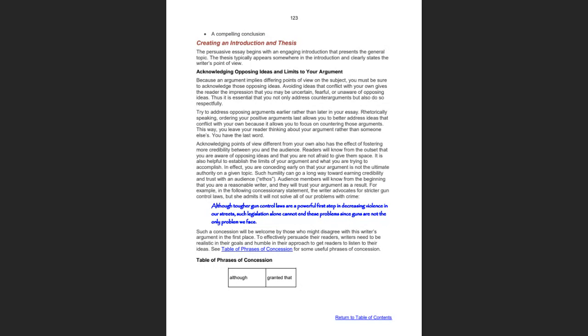Try to address opposing arguments either earlier rather than later in your essay. Rhetorically speaking, ordering your positive arguments last allows you to better address ideas that conflict with your own, because it allows you to focus on countering those arguments. This way you can leave your reader thinking about your argument rather than someone else's. You have the last word.